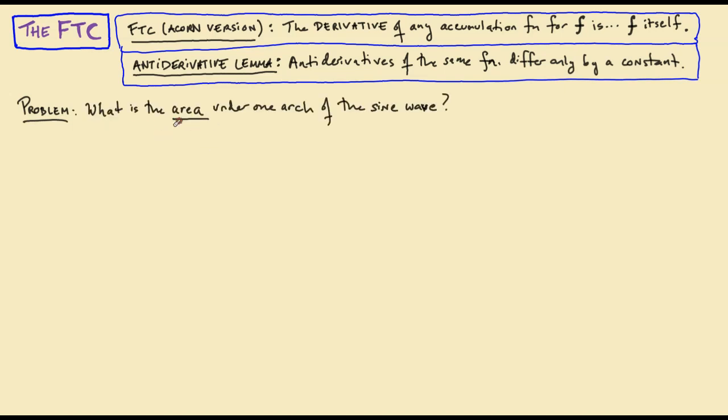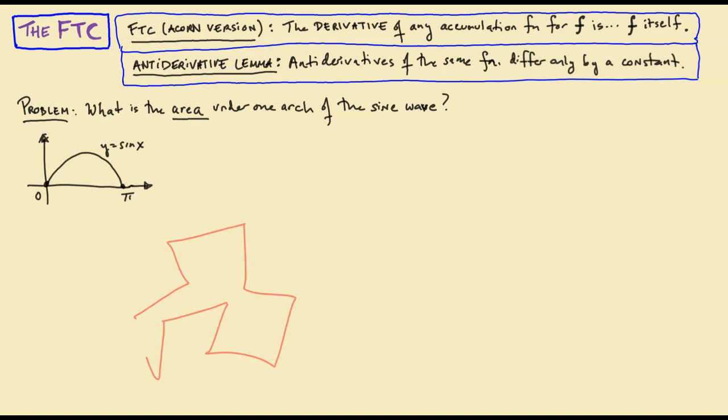Namely, what is the area under one arch of the sine wave? So we're looking for this area right here. And I mentioned in that earlier video that this is a difficult problem because of that curve. We know how to find the areas of polygons, that is, figures with straight sides. We just triangulate them, chop them into triangles, find the areas of the triangles and go from there. The problem is finding areas of things with curved boundaries, like the area in question.